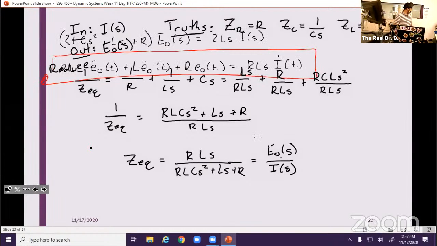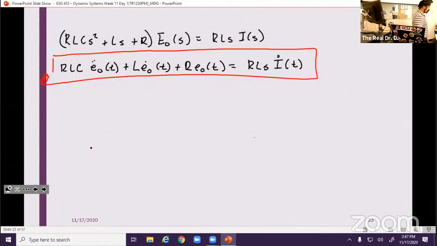But the second part: if you wanted to make this into a differential equation, what would you do? Cross multiply them, then take the inverse Laplace transform. And so you end up with this second order differential equation in terms of the output voltage and the input voltage. And there shouldn't be an S in there, by the way, because reasons. It should just be fine.